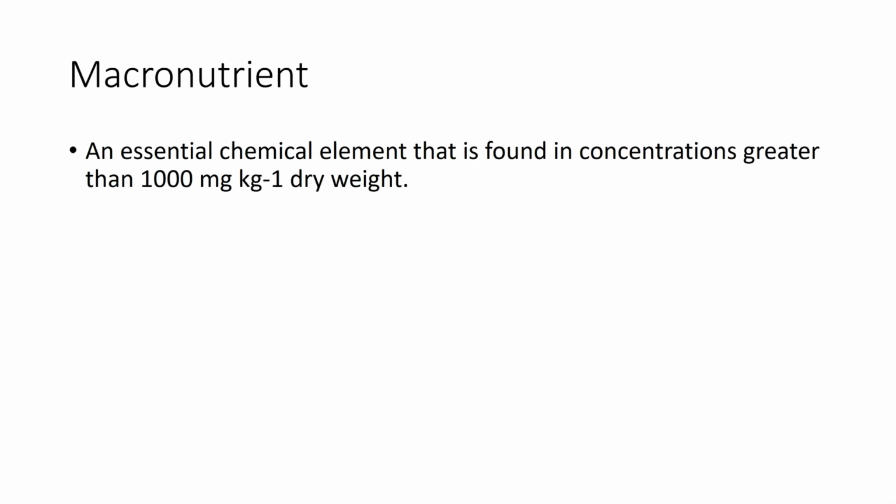Another method by which we classify these is macronutrient, micronutrient. Macro means big, so you need a lot of it. Micro means little, so you need a small amount. A macronutrient is defined as an essential chemical that is found in concentrations greater than 1,000 milligrams per kilogram dry weight. This is approximately 1,000 parts per million.